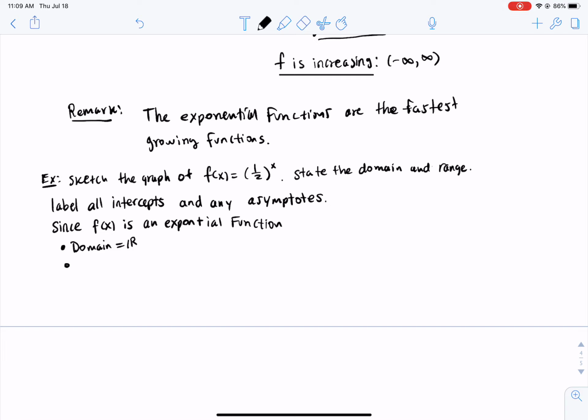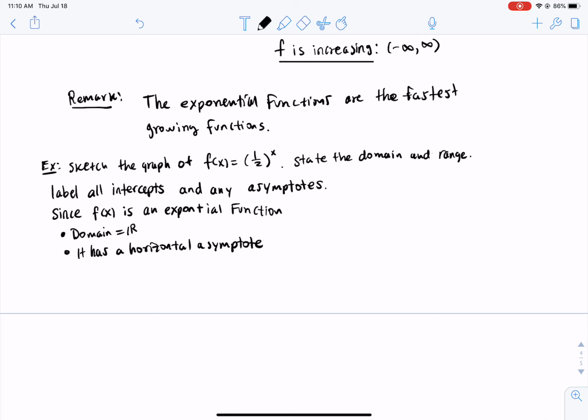We're also going to say that it will have a horizontal asymptote. This is true because it's an exponential function. So let's see if we can start talking about this.